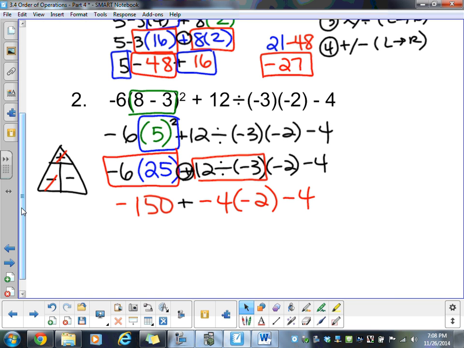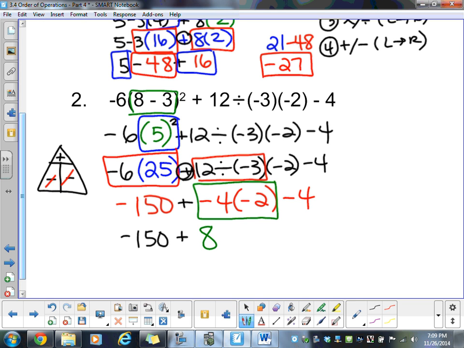So now I still have multiplication to do, it looks like. Okay, so I can't move on to the next step until I get this multiplication taken care of. So I'm going to write down my negative 150 plus a negative times a negative. A negative times a negative is going to end up giving us a positive. In this case, it's a positive 8. I'm going to bring down my minus 4.